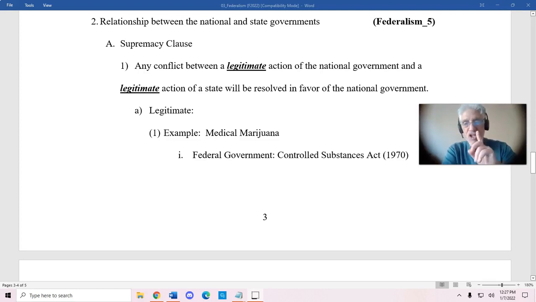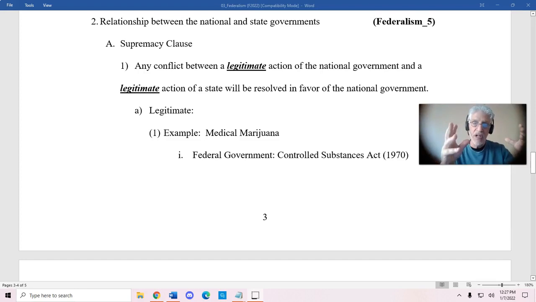Any conflict between a legitimate action of the national government and a legitimate action of the state will be resolved in favor of the national government. Well, obviously, if you're elaborating on this definition, what it's going to hinge on is the meaning of the word legitimate. So what do I mean by that? An action, which can be a law or it can be an executive order, an action is legitimate if the Constitution permits it. An action is illegitimate if the Constitution does not permit it.